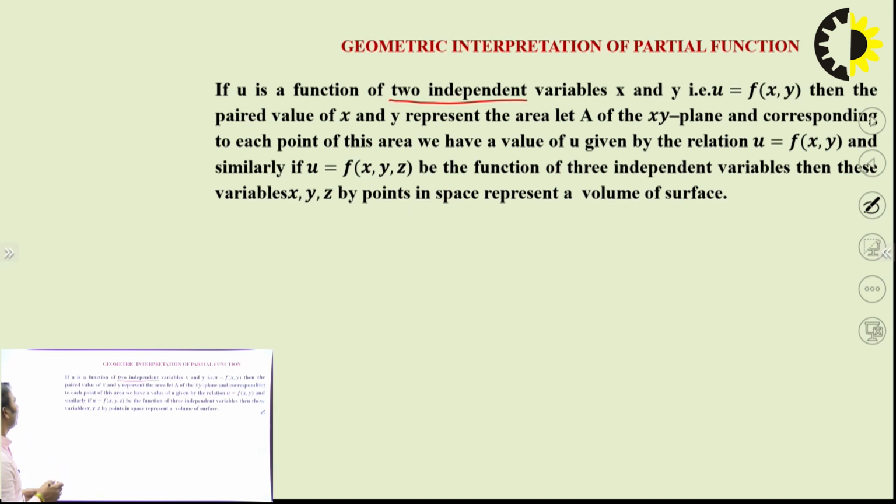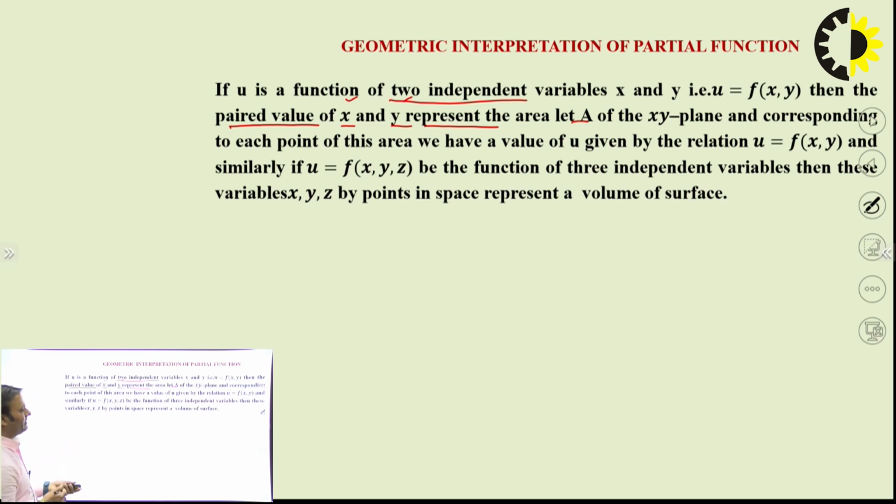Then basically the paired values of x and y represent the area. When we are dealing with two variables, students, and we have taken out their partial derivative, then it is basically showing the area, right? Let A represent the xy plane, then the paired value of x and y basically represents the area of your function.